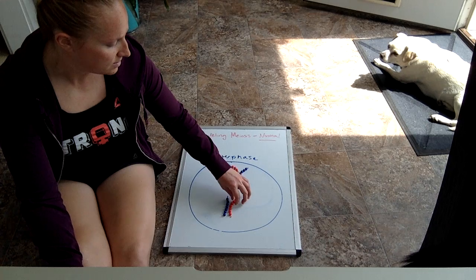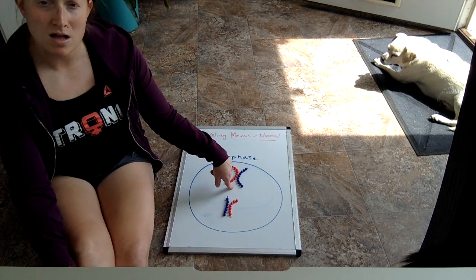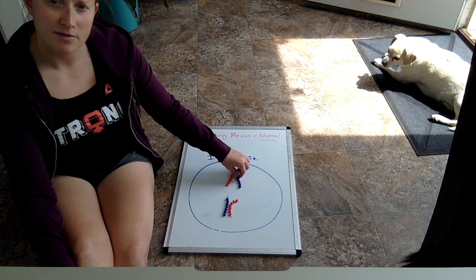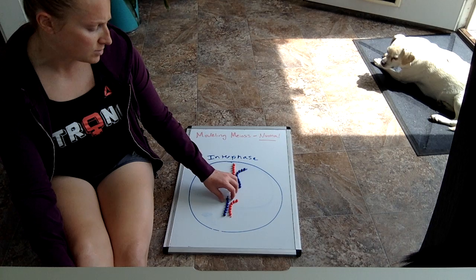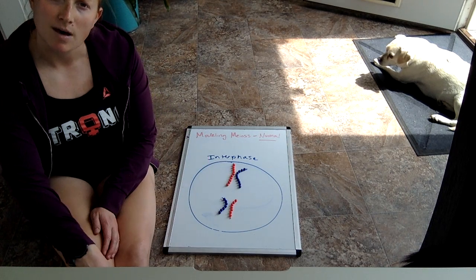Okay, so we're going to start out with two different sets of chromosomes. So you can call this one chromosome 1, and then we have a copy from mom and a copy from dad. And chromosome 2, we have blue's going to be dad and red's going to be mom.